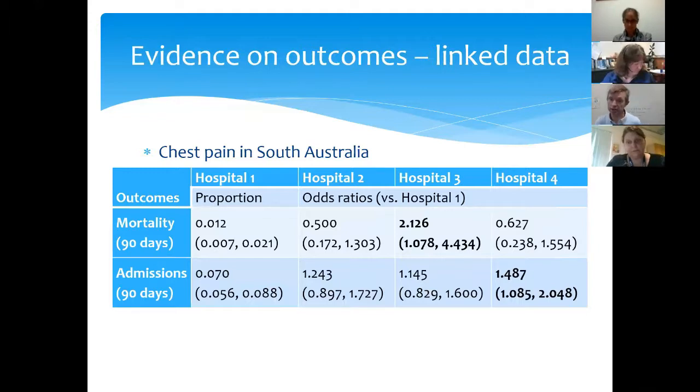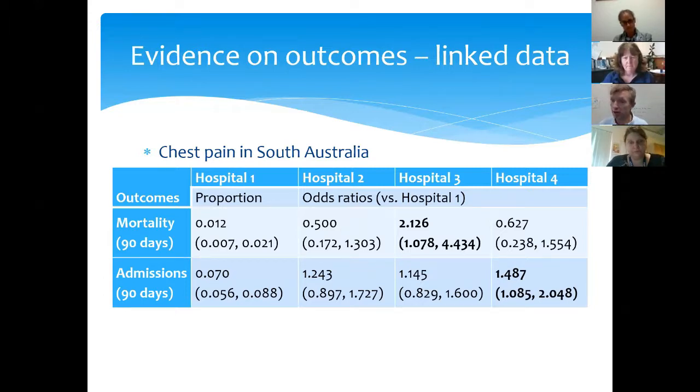And so we looked in South Australia at chest pain patients. And so here we're looking at outcomes, mortality within 90 days and related admissions within 90 days. So we've defined our base case hospital, hospital 1. We can see the proportions, so 1.2% of patients dying within 90 days. And then we've got the odds ratios compared to hospital 1. So we can see hospitals 2 and 4 have got a lower mortality than hospital 1. Not statistically significant, so these are the confidence intervals. You can see they cross 1.